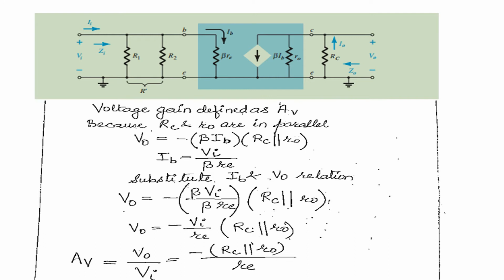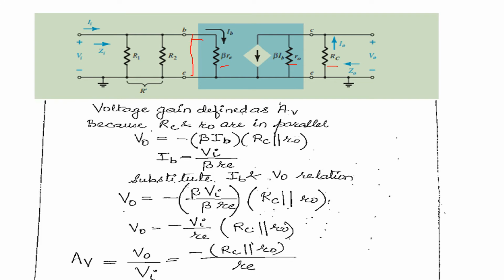Voltage gain is defined as AV. Because Rc and R0 are in parallel, the voltage across Rc and R0 will be minus beta times Ib, into the parallel combination of R0 and Rc. Ib is Vi upon beta Re, where Vi is the potential across this.